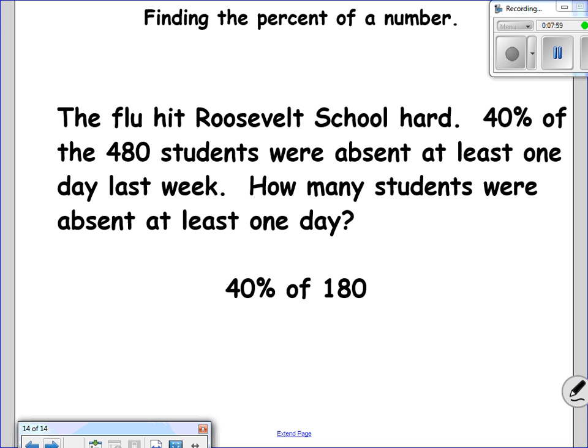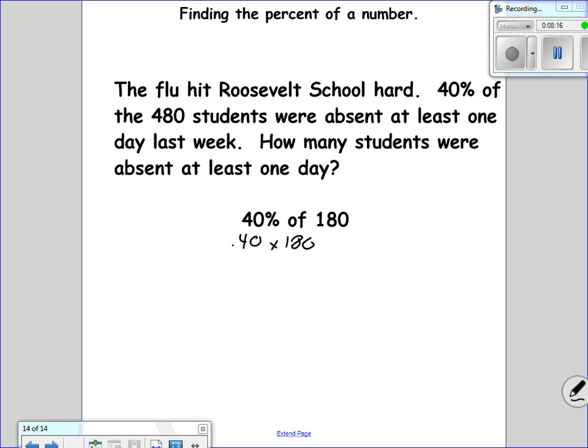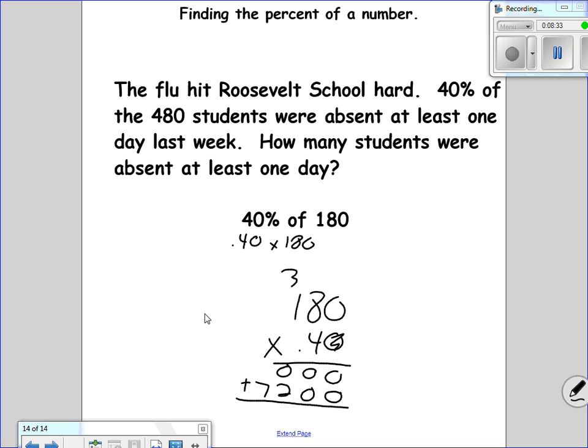Next problem. The flu hit Roosevelt School hard. 40% of the 180 students were absent at least one day last week. How many students were absent at least one day? 40% of 180, 0.40 times 180. 180 times 0.40. Let's multiply these things. We've got a 0, 0, 0. Place value holder. 4 times 2 is 8. 4 times 1 is 4. Let's add this up. 7, 2, 0, 0. 2 decimals, boom. 72 is my answer.